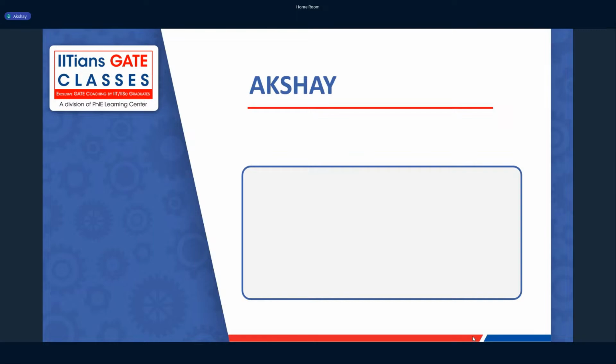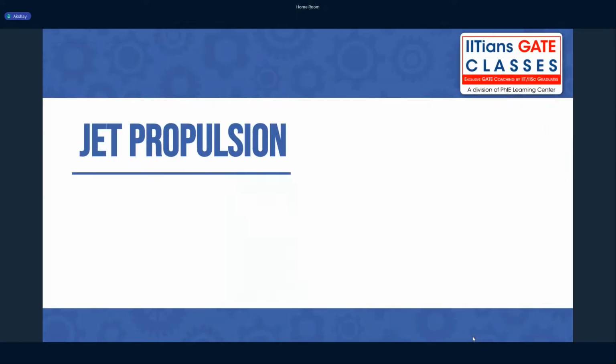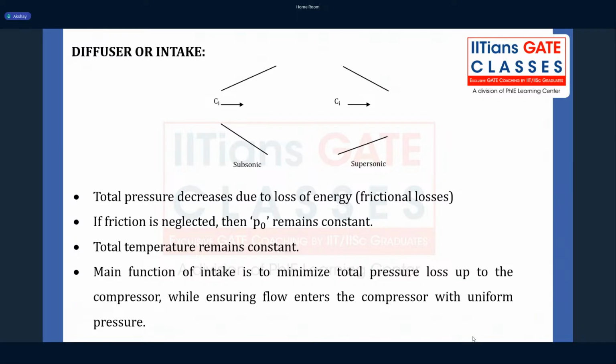I have taken the topic for this demo session. It's closely related to both of our interests. One is propulsion, and another one is gas dynamics. So today I'll be briefly discussing one of the most important parts of the aircraft engine, that is a diffuser duct or intake. And if time permits, I will also explain a little bit about the exhaust nozzles.